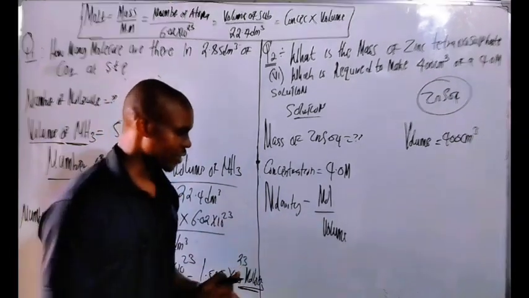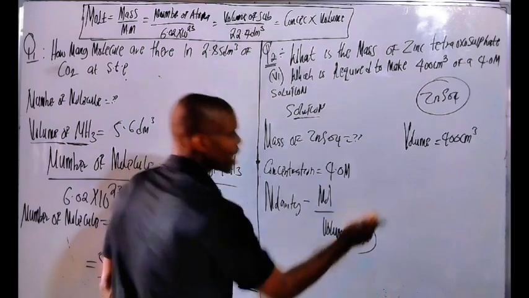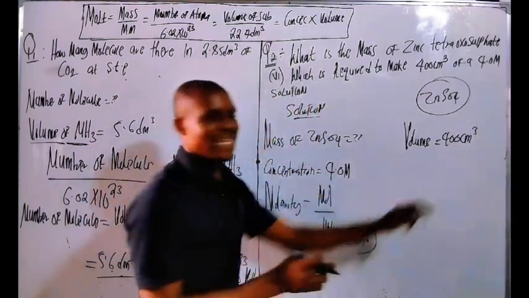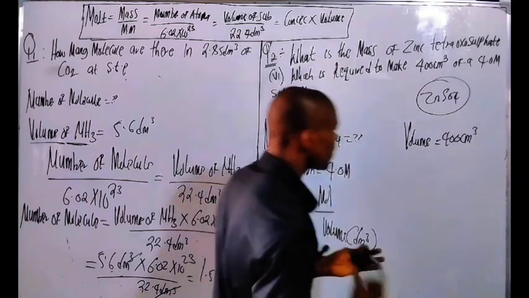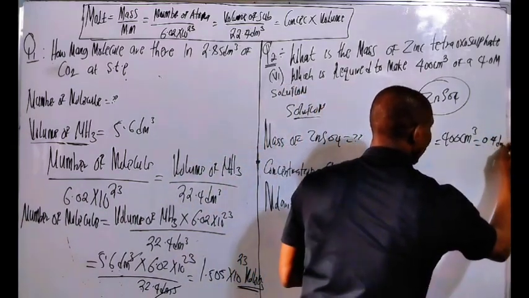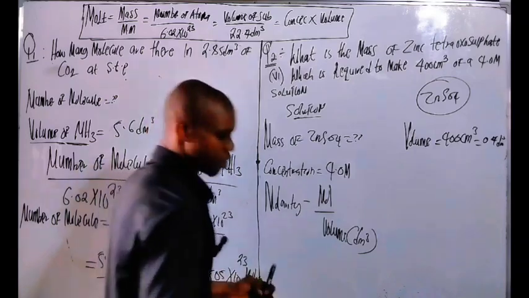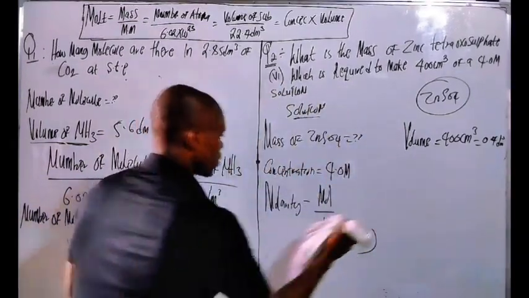As what? Concentration. Now, this volume must be in dm3. So now, when I use something like cm3, just divide by what? 1000. If you divide it by 1000, you have to get 0.4 dm3. Fine. So these are all our parameters here.